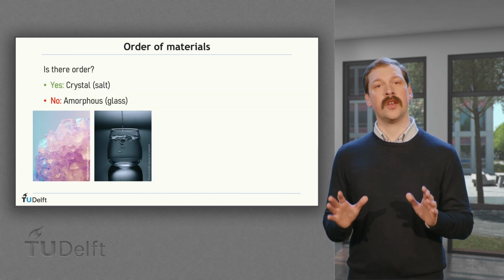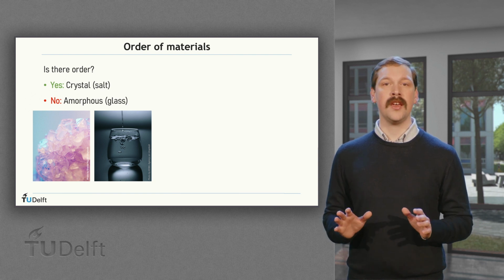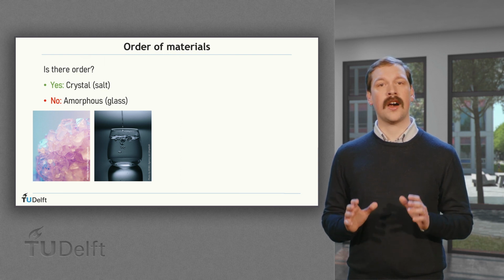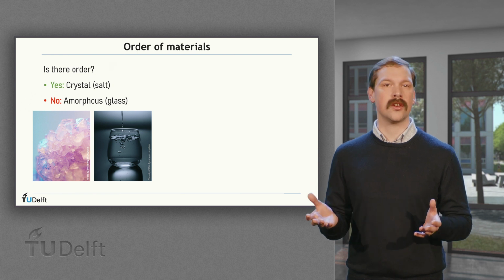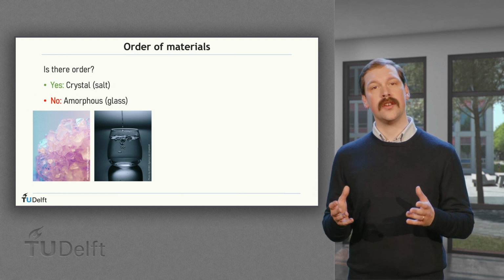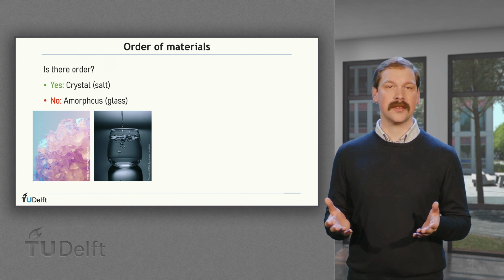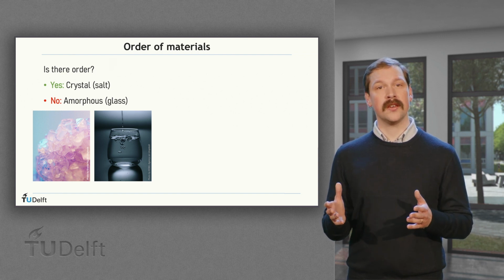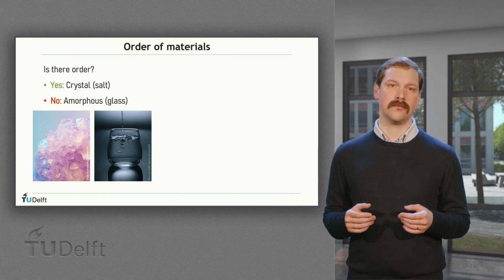Another parameter that we can use to distinguish materials is their degree of order. This is based on the crystallinity of a material. A crystal is a solid with a high degree of microscopic order, where the single atoms are always positioned in the same way, like in salt. On the other hand, if there is no microscopic order whatsoever, we have an amorphous solid, like glass. Of the materials that we discussed, metals and ceramics can show order and microstructure, while plastics generally don't.